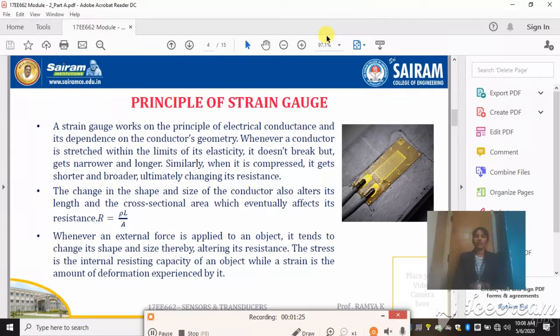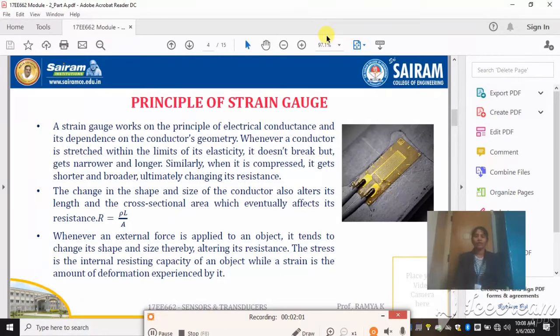When your conductor is getting expanded, that is, when it is getting stretched within the limit of its elasticity, because only up to a certain extent can we stretch. If we stretch more, there may be a chance of breakdown also. That is why, when a conductor is stretched within the limit of elasticity, that particular object will get narrower and longer. Suppose a conductor is subjected to a compressive force, then the conductor will become shorter and broader.